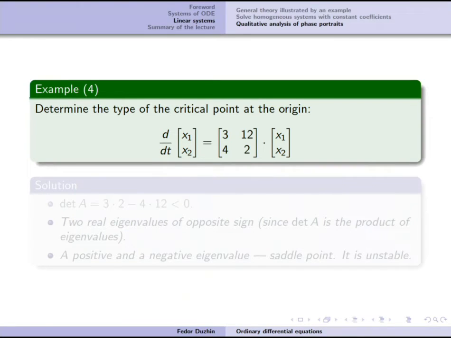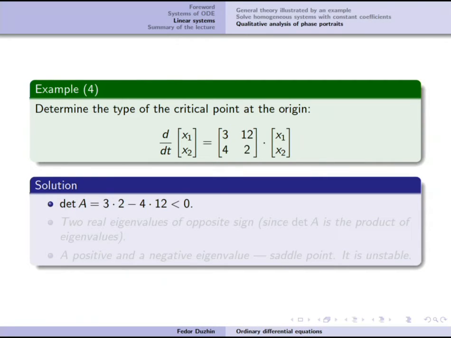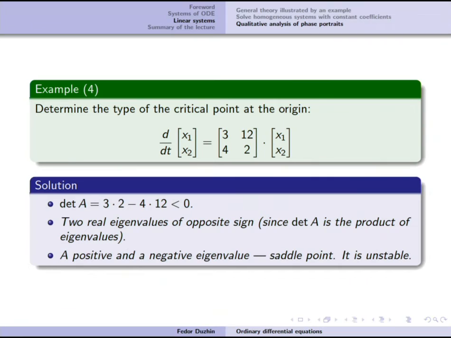Alright, now let me tell you how you can determine the type of the critical point at the origin without even sketching the phase portrait. So you don't have to find eigenvalues and eigenvectors. Notice that the determinant of this matrix is negative. But I hope you still remember that the determinant of the matrix equals the product of the eigenvalues. So since it is negative, one of the eigenvalues has to be positive, the other one negative. So positive eigenvalue, negative eigenvalue: saddle point. So it is unstable.